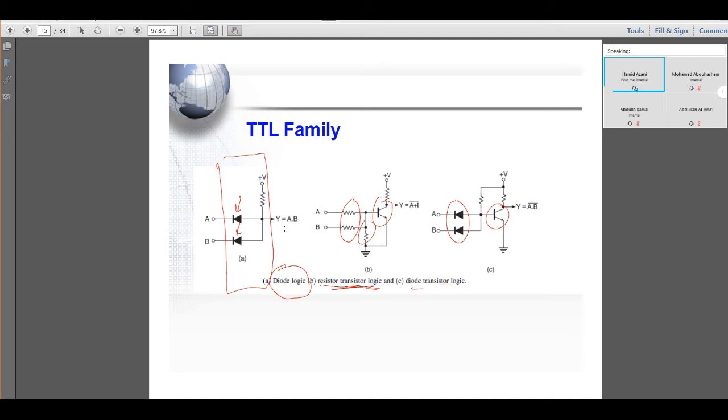Here, for this case, for example, I'm going to go back, erase this.